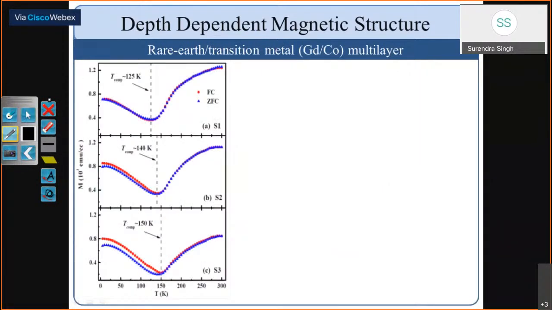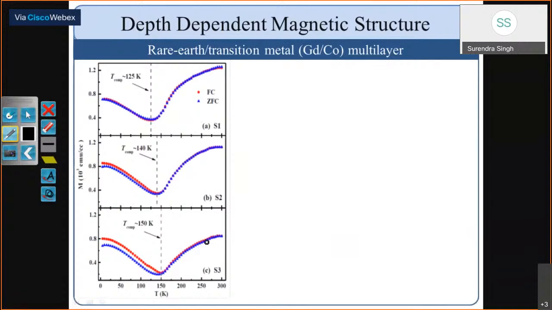What we did is again magnetization. For S1, which was grown at the lowest argon pressure, we can see this is FC and ZFC. There we didn't see any splitting of FC and ZFC, but the compensation temperature is around 125 K for S1. Then we did temperature dependent magnetization for S2, and you can see we found the compensation temperature at a little higher temperature. Earlier it was 125. In this system we found 140 K, but below the compensation temperature we found splitting in the FC-ZFC, which clearly suggests there may be some kind of interaction happening, which is resulting in this split.